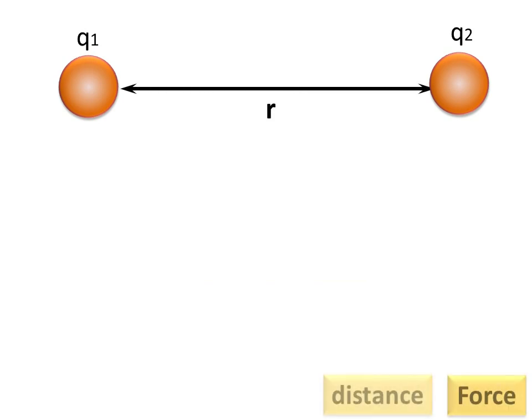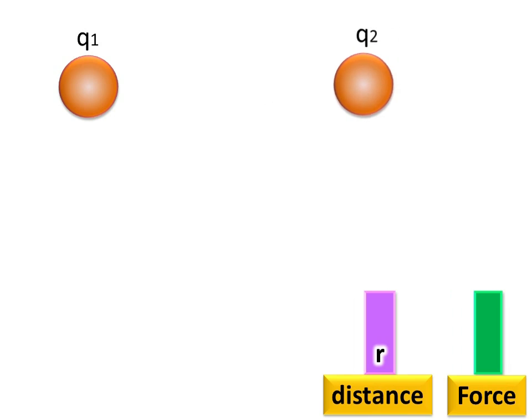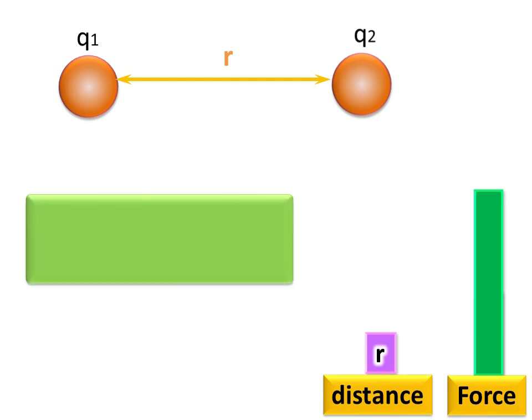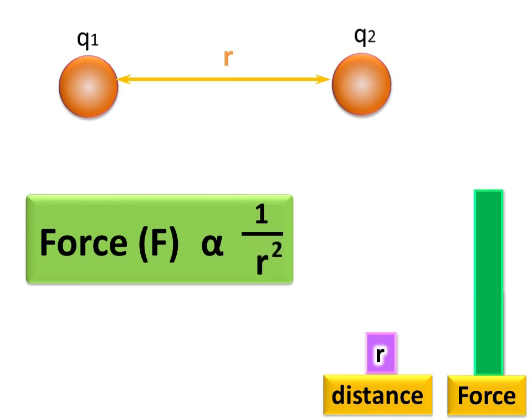Let R be the distance between the two metallic spheres Q1 and Q2. As the distance between the two metallic spheres decreases, the force between the two spheres increases. So, force F is inversely proportional to the square of the distance between the two metallic spheres, that is R square.